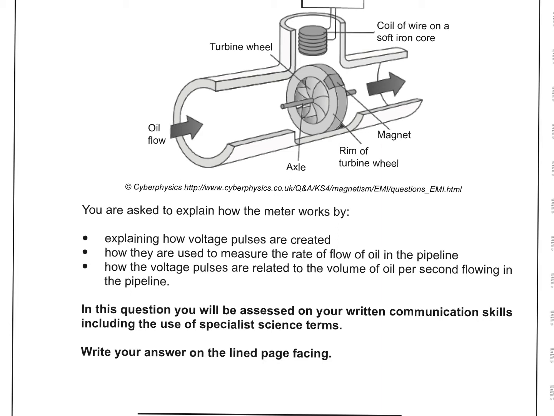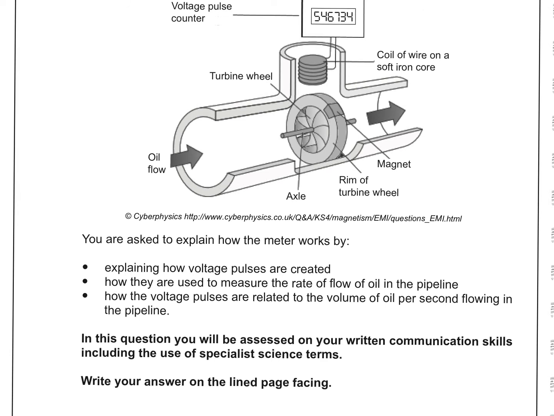So because the flow of oil is related to the speed of rotation, then the counts on the counter per second are going to also be related to the speed of flow. So there must be some mathematical relationship that they can use between the counts on the voltage pulses and how much oil has come down through the pipe.